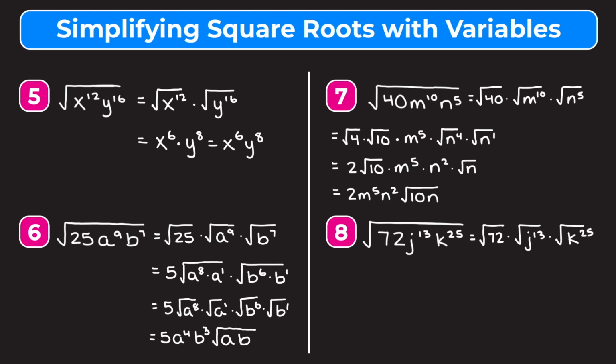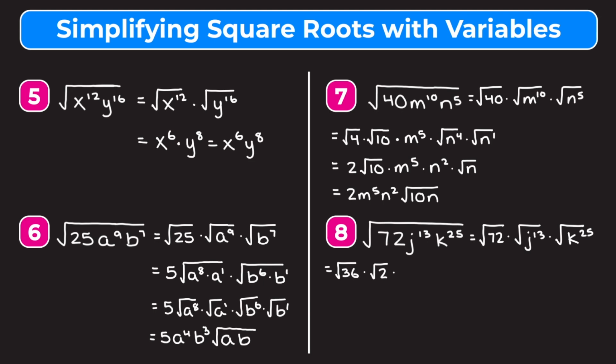Over here on the bottom left, we need to simplify the square root of 72 by trying to find the largest perfect square that goes in evenly, which is going to be 36. So we can rewrite the square root of 72 as the square root of 36 times the square root of 2.